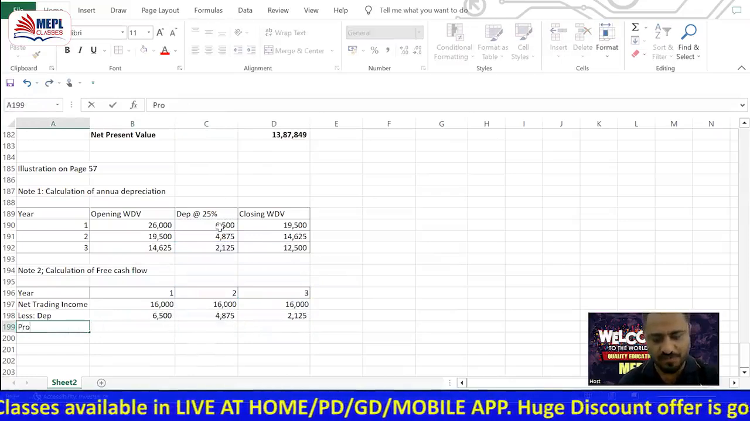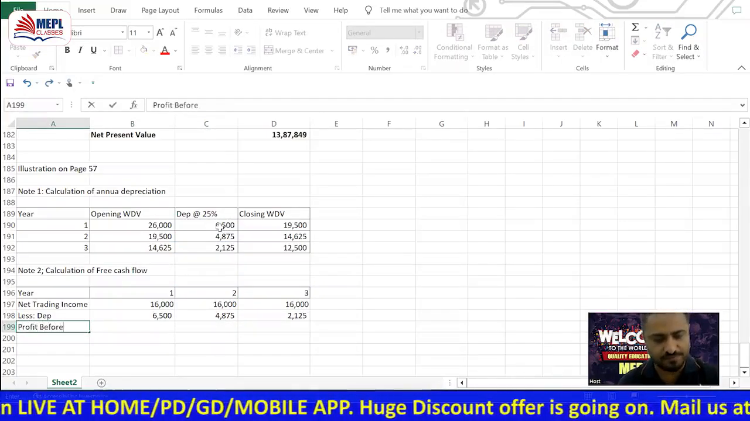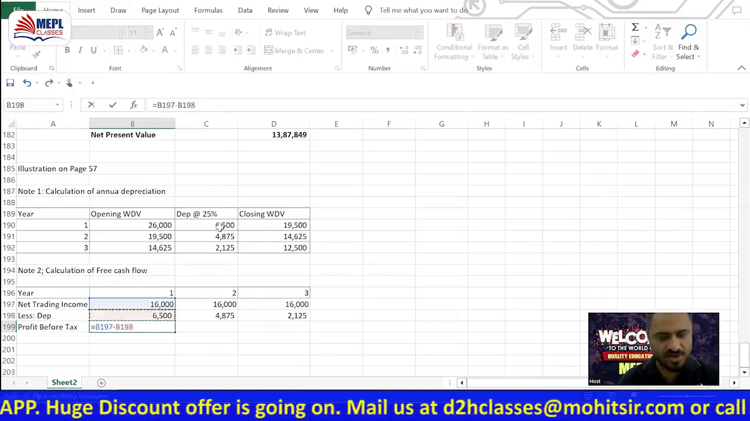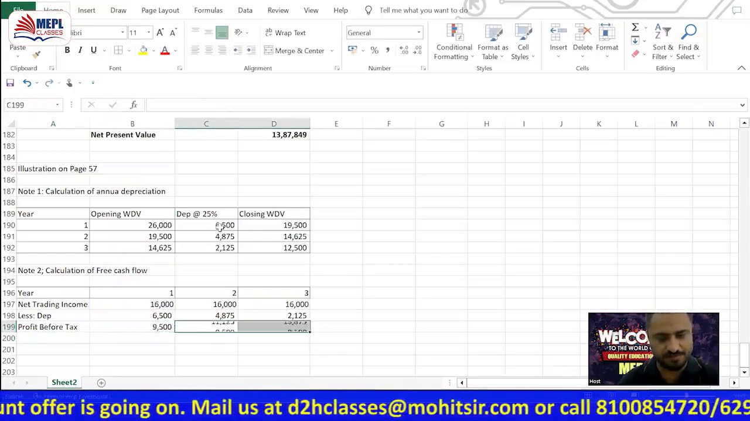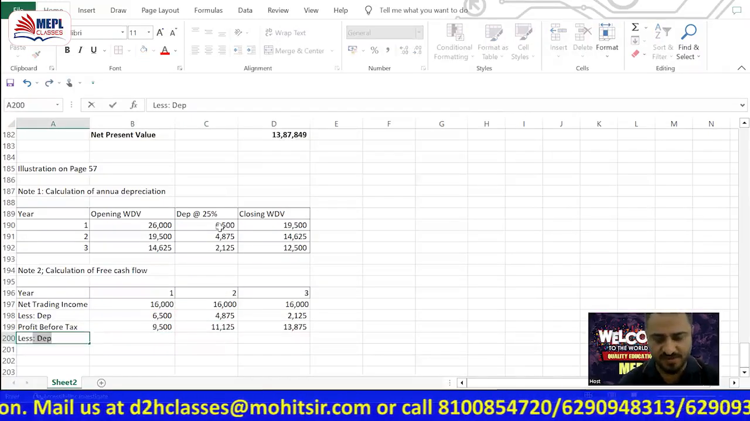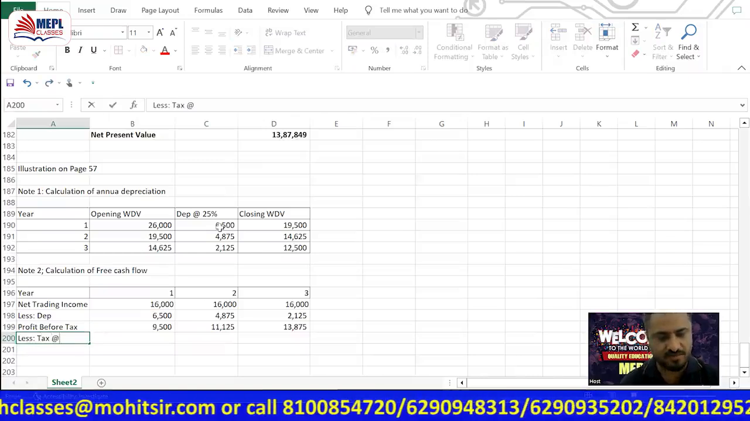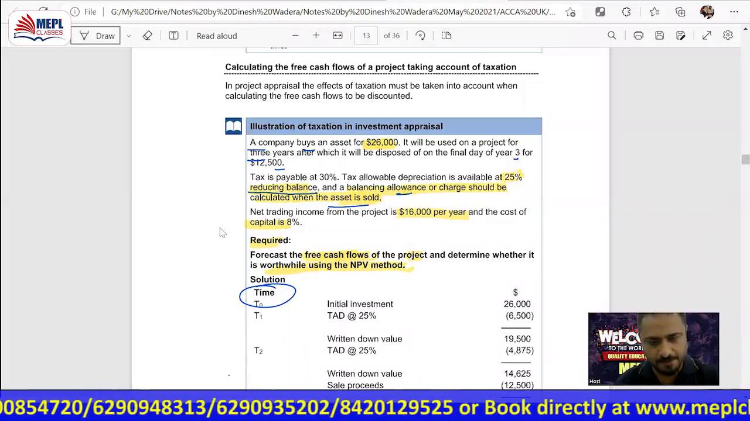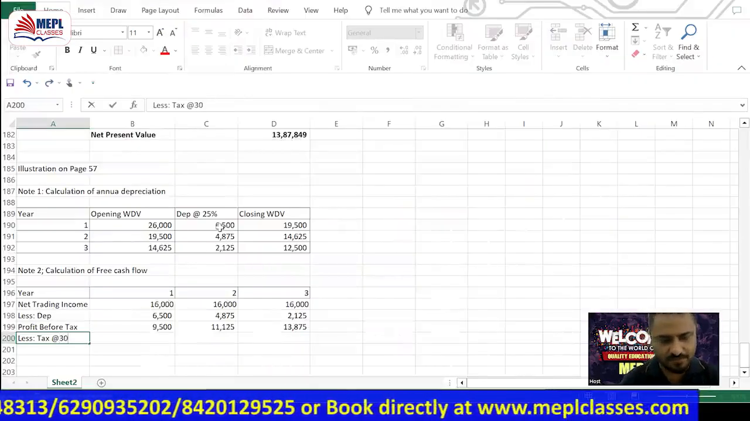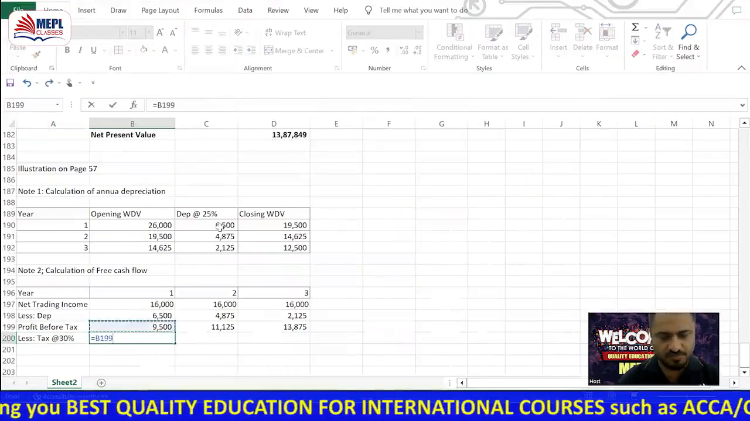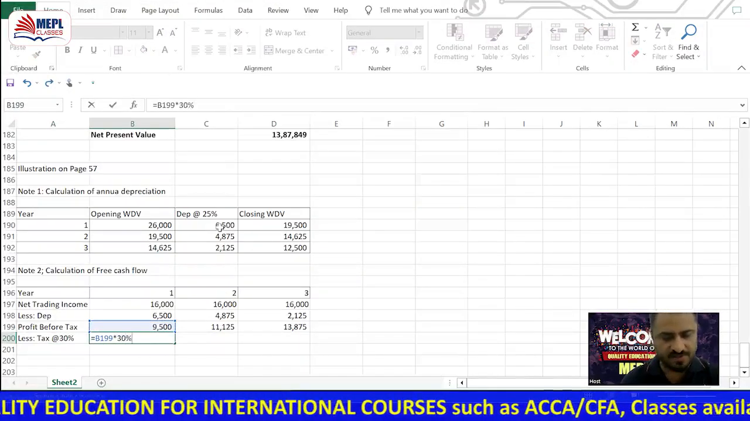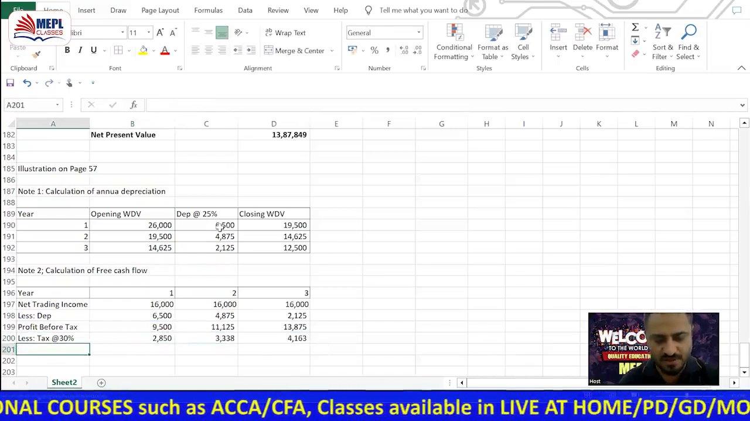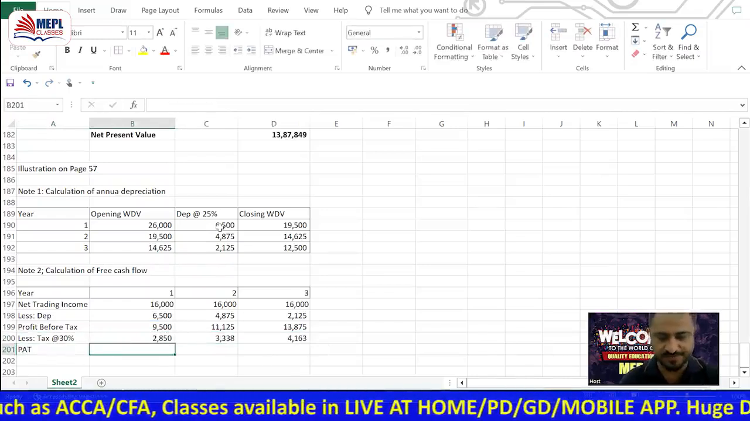We will get profit before tax. This will be net income minus depreciation. We will be subtracting taxes at, what is the rate of tax? 30%. So profit multiplied by 30% will be your tax amount. And now you will get profit after tax.